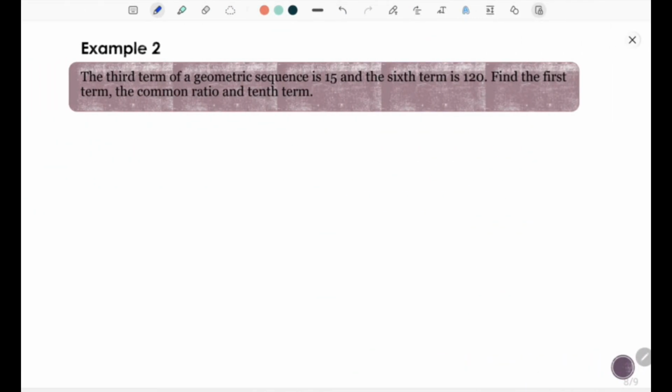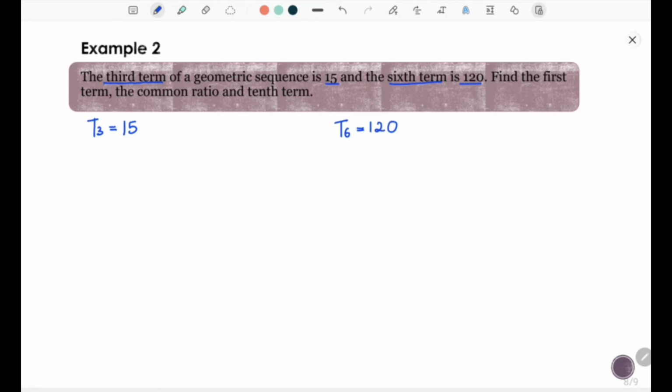Example 2. The third term of a geometric sequence is 15 and the sixth term is 120. Find the first term, the common ratio, and the 10th term. So we have two pieces of information given in this question. The first one is the third term is 15, so we have t3 equals 15, and the second is the sixth term is 120, so we have t6 equals 120.